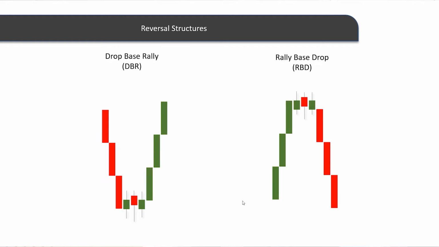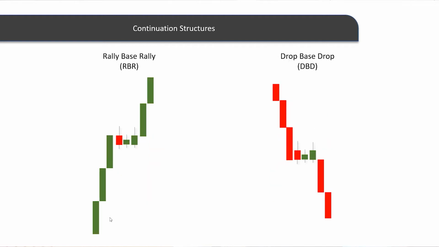Now, if you look at the structures that we discussed last video, this is a drop-base rally and a rally-base drop. So if you have the first leg, a drop base, and if it's going to reverse, it'll break back above the basing. And to the downside, if you have a rally base and if it breaks below the base, then you have a reversal to the downside. Continuation is not a reversal, it's a continuation pattern. Hence why you have a rally base, and if it breaks above the basing, then it's going to continue. To the downside, it's exactly the same. You have a drop base, and if it breaks below the basing, then it's going to continue to the downside.